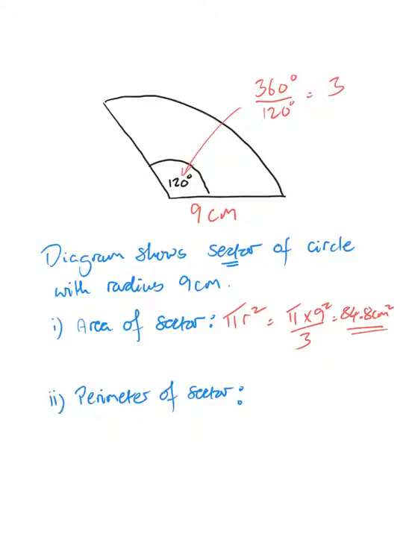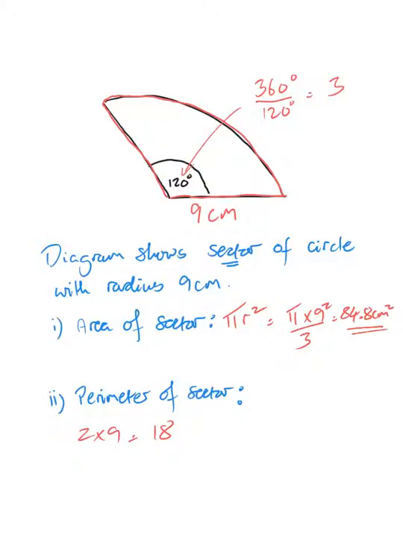Okay, all pretty straightforward. Then the second part of the question will normally be the perimeter. So the perimeter is basically the outside of the sector. So what have we got? We've got the two radii, which I'm just highlighting in red now. So that's 2 times 9, 18. And then the final part is obviously this bit here.